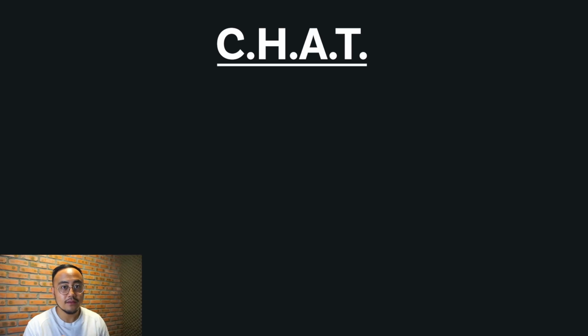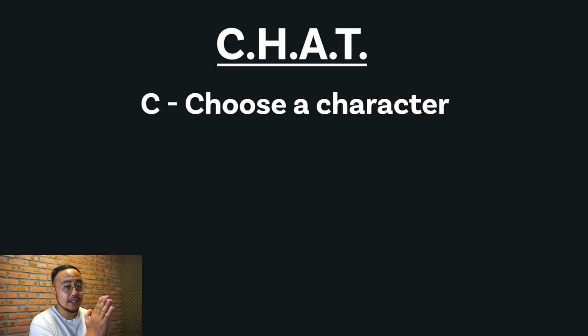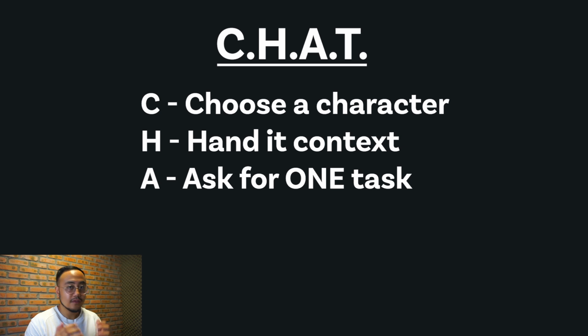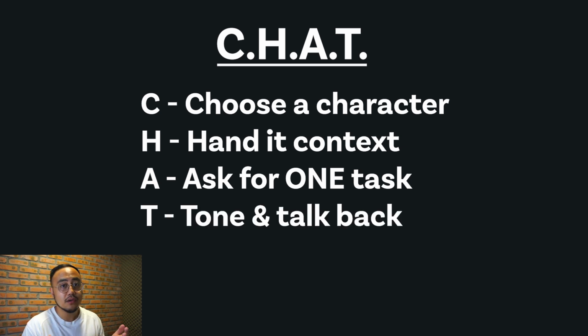So the 4-step framework, I like to call it CHAT, because you're chatting with ChatGPT. And it basically goes as C, where you choose a character. H is handing over context. I know that's kind of a cop out because you're actually just giving a context and I just put hand, but okay, whatever. This is my framework. There's A, where you're asking it one clear task. And T, which is tone and talking back.